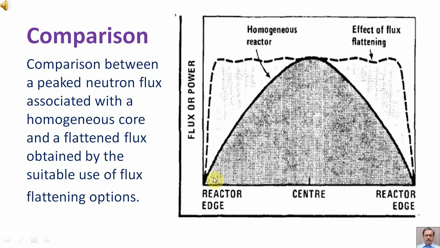Comparison between a peaked neutron flux associated with a homogeneous core and a flattened flux obtained by the suitable use of the flux flattening option.